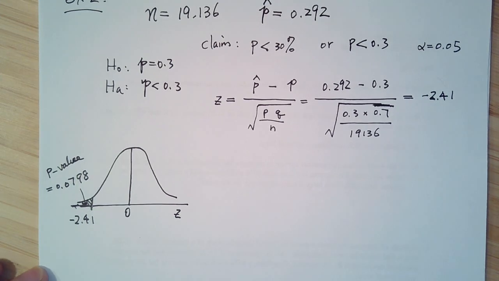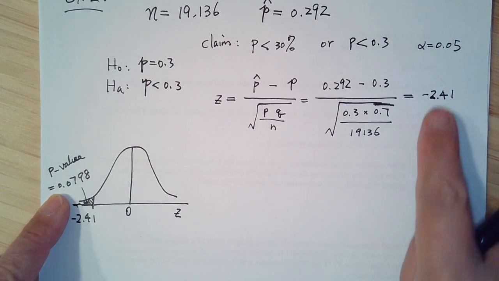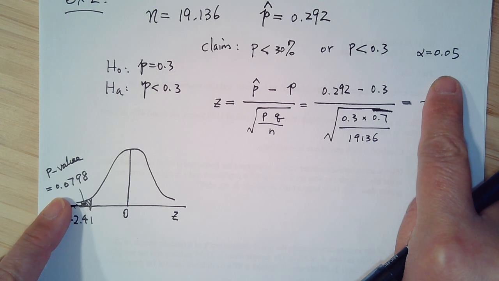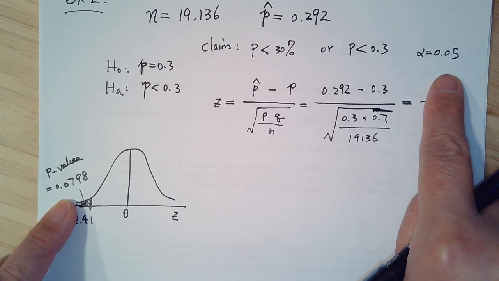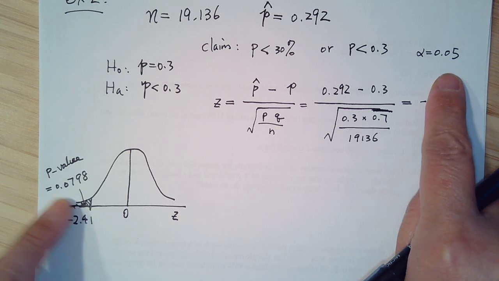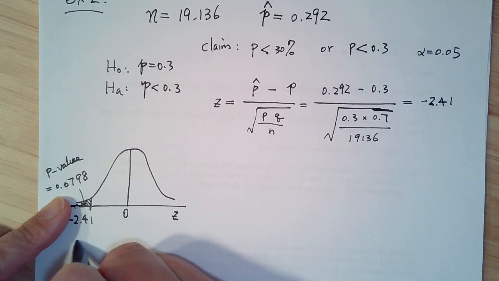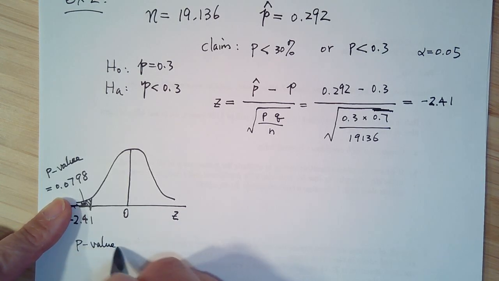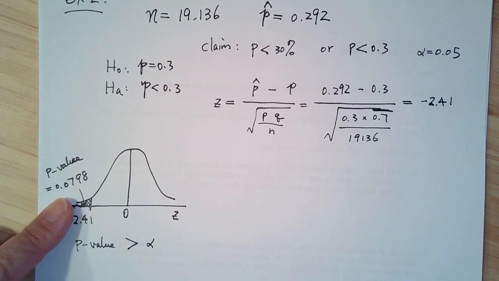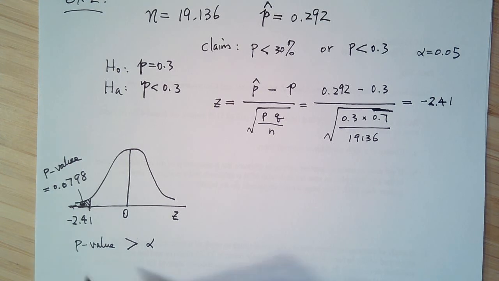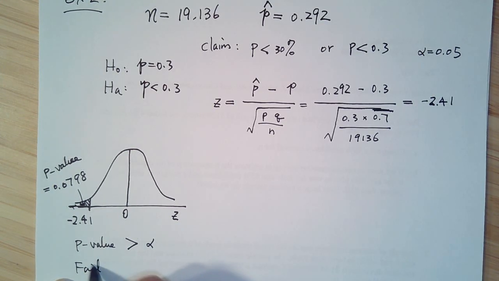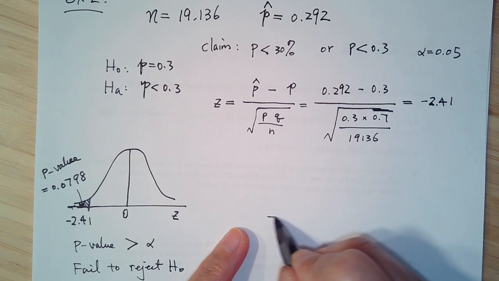Okay, so what you're going to do, you're going to compare this p-value with alpha. If p-value is small, you reject H0. If a p-value is greater than alpha, you fail to reject H0. So small p, you're going to reject. But this p-value is greater than alpha. When it's greater than alpha, we fail to reject H0.